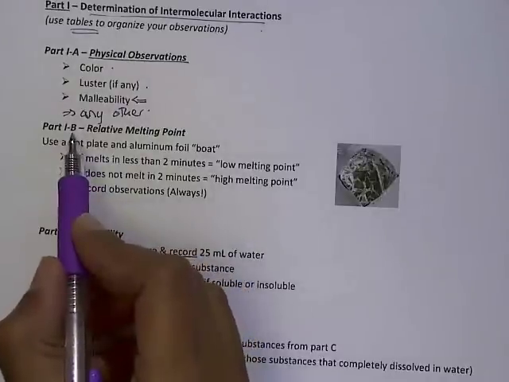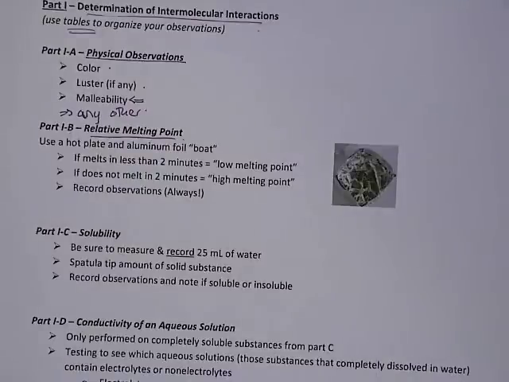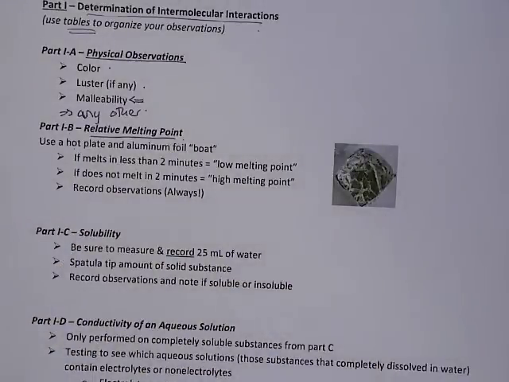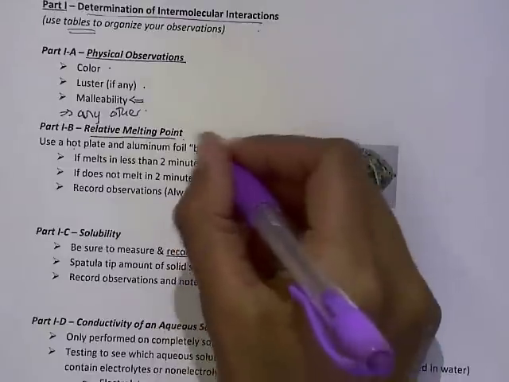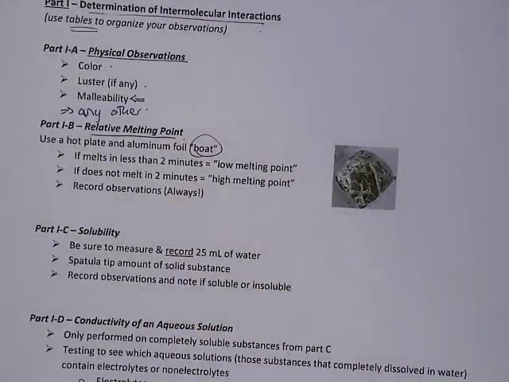In part B of part 1, we're going to look at the relative melting point. You're not actually measuring melting points. Here, we're going to give you a scale to assess how to figure out whether something has a high melting point or low melting point. With part B, you're going to be using a hot plate. You're going to crank up the hot plate. You're going to make a boat out of aluminum foil, and here's a short picture of what this boat looks like. Have your lab instructor or TA help you with this.